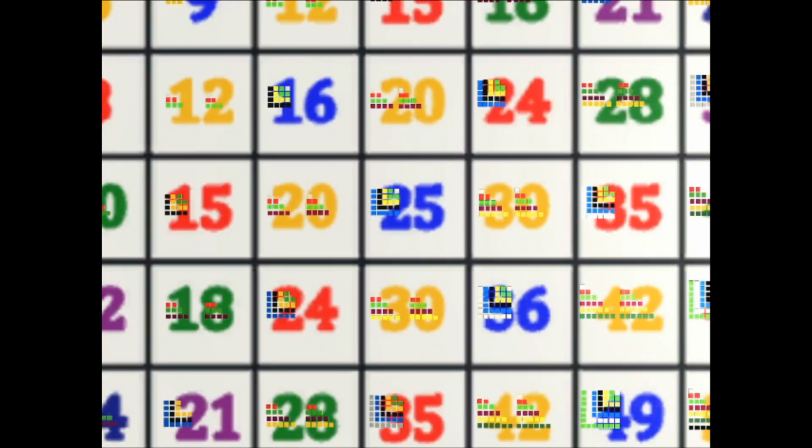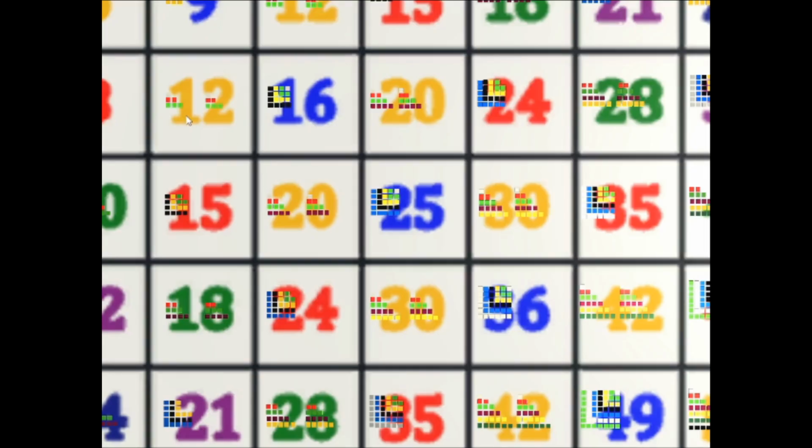Hi there, this is part of the times tables number grid, and you can see that I've made each of these numbers from a geometric shape. The square numbers are made from squares, and the numbers adjacent to the square numbers are made from triangles.